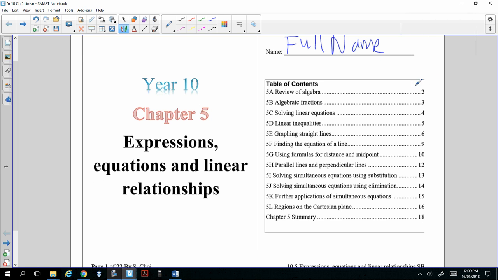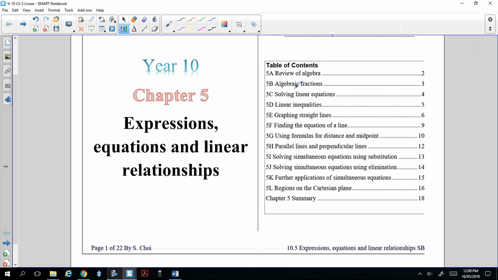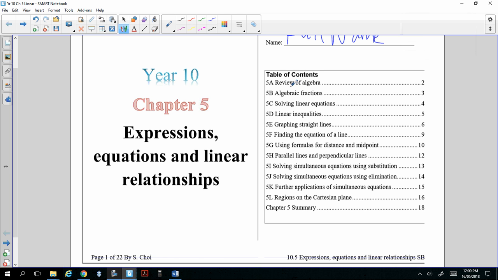The topic is, if you look at the table of contents, it has algebra, algebraic fractions, solving linear equations. A lot of these are algebra you learn in year 9. These are just revision, or in fact some of them are in year 8 as well. And then there's the number plane things like graphing straight lines, finding the equation of a line, distance and midpoint.